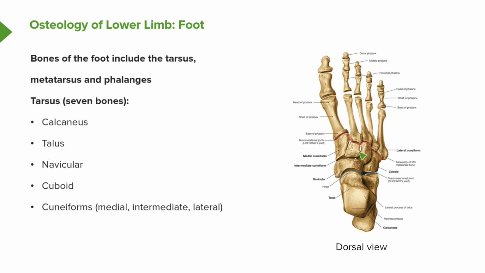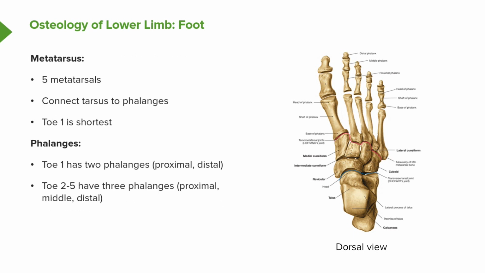medial, intermediate, and lateral. If we then look at the metatarsus, here we have 5 metatarsals. These connect to the phalanges, and toe 1 is the shortest here. Toe 1 is the shortest metatarsus. So it's not as long as the 2, 3, 4, and 5.